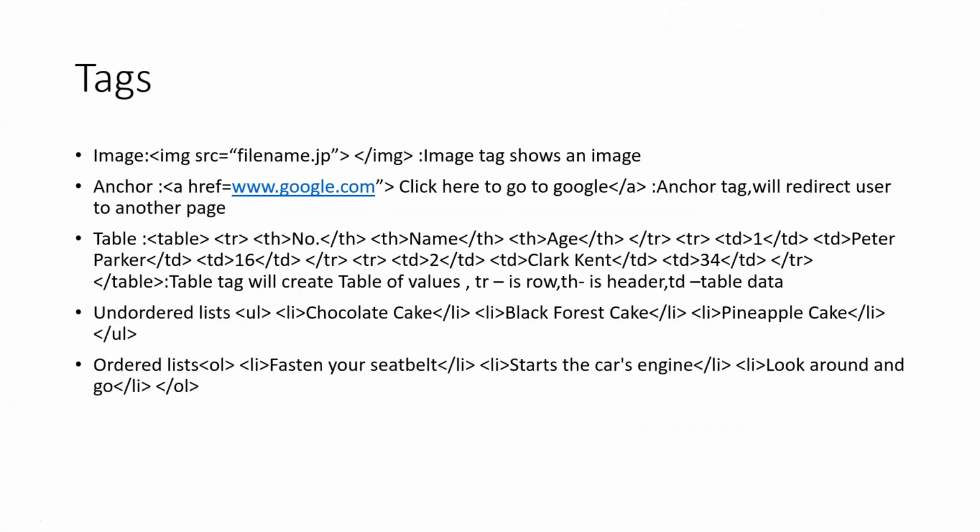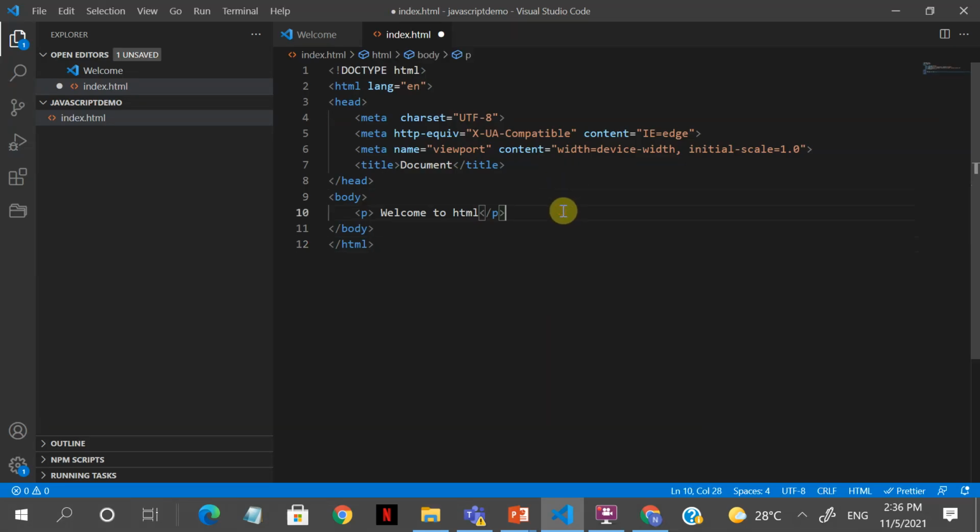Now coming back to HTML syntax, there are a couple of tags like the image tag, anchor tag, table tag, ordered list, unordered list. So let's start building each of these to understand them. Web pages inside HTML are nothing but a group of tags. You will find different types of tags. So let's start getting comfortable with HTML by building some tags.